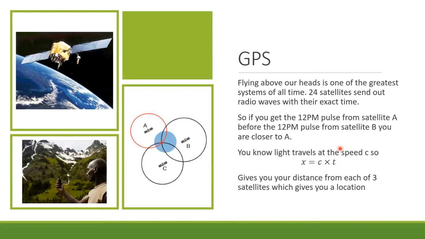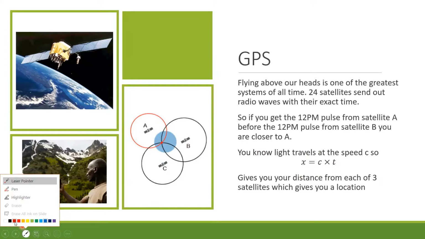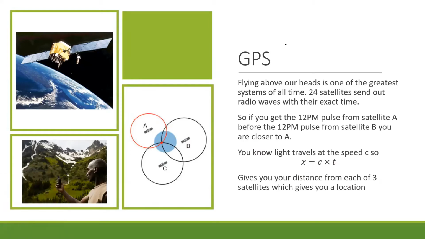This formula here, x equals c times t, is just the same as saying v equals x over t. The only difference is I've moved the t to the other side. x equals vt. And instead of using v, I've used c because c is the speed of light. And that's why the clocks in satellites have to be exactly precise.